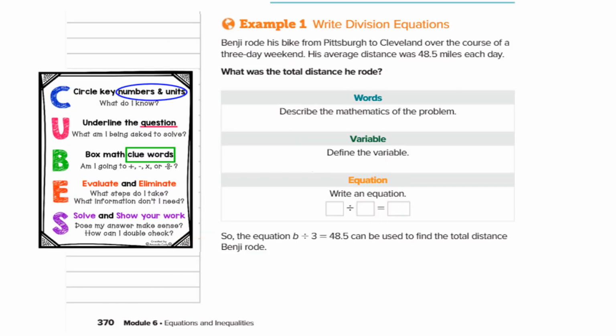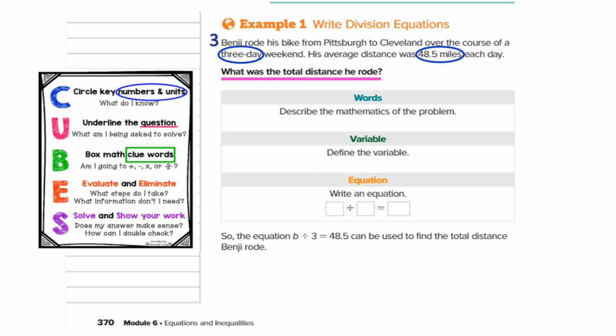Same type of problem. I have Benji rode his bike from Pittsburgh to Cleveland over the course of a 3-day weekend. His average distance was 48.5 miles each day. What was the total distance that he rode? So when I'm looking at setting up the math problem, once again, I have a 3-day weekend. So 3 days means the number 3, and I have 48.5 miles. Well, that's an average distance of 48.5 miles.